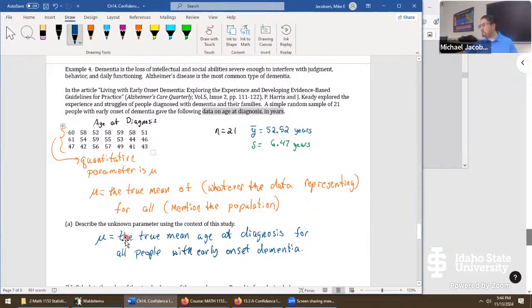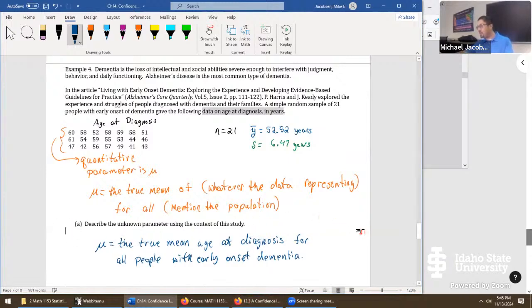It's kind of uncomfortable in a certain sense because, again, we don't know what mu is, but that's why we're doing a confidence interval. The whole point of the confidence interval is to now estimate mu. And we do have an estimate. It's right here, 52.52 years, but that estimate doesn't reflect any sense of error. And so that's why we're also going to do a confidence interval at the same time.